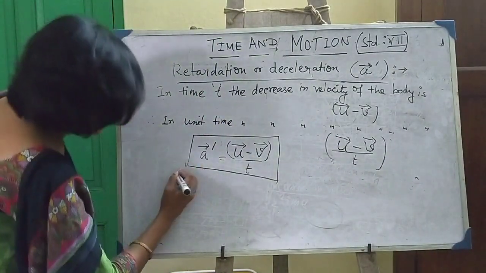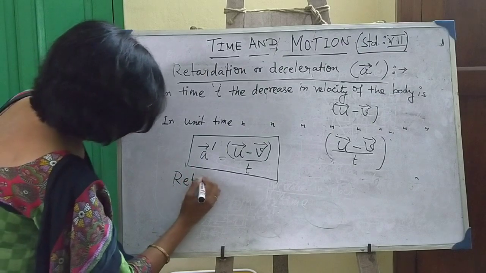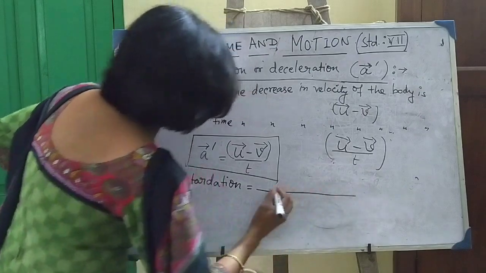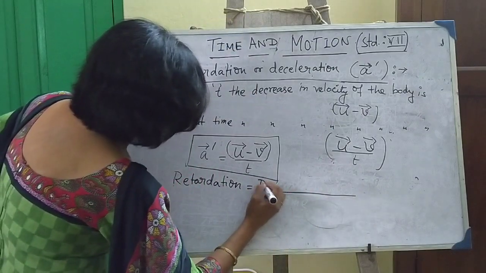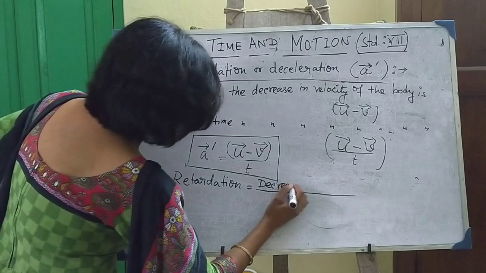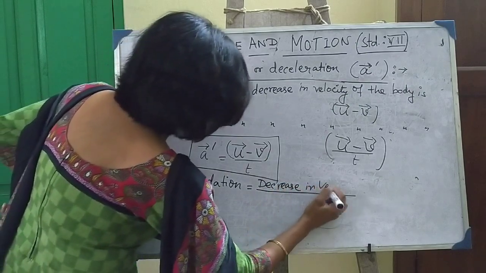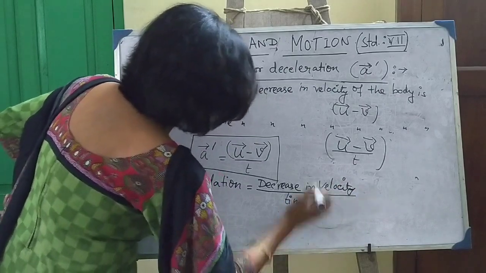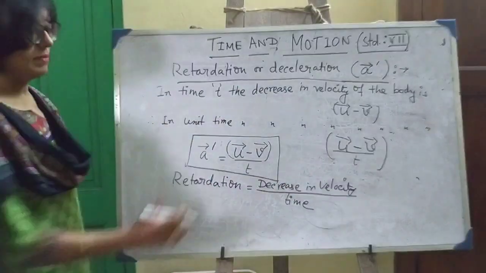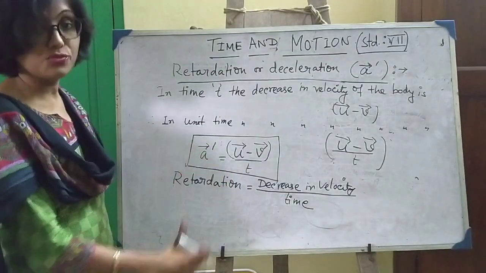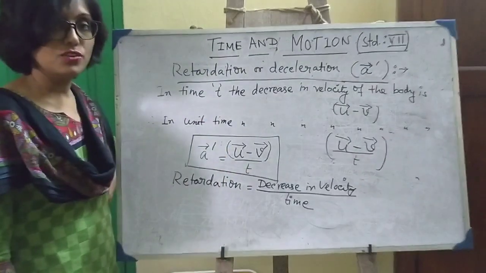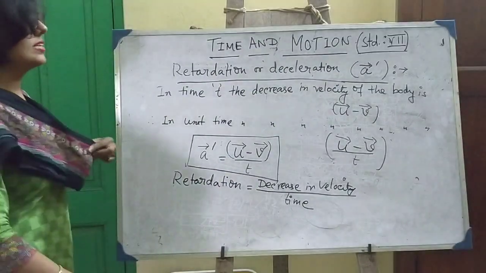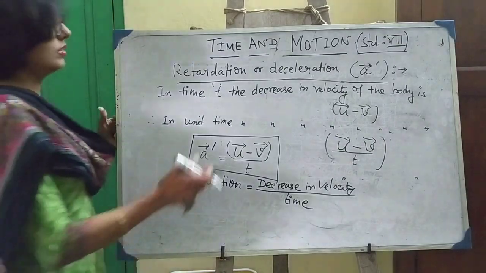So we can write that retardation or deceleration is equal to, in the numerator, decrease in velocity divided by time. This is the mathematical form of deceleration or retardation of a body. Now we shall find the relation between retardation and acceleration of a body.